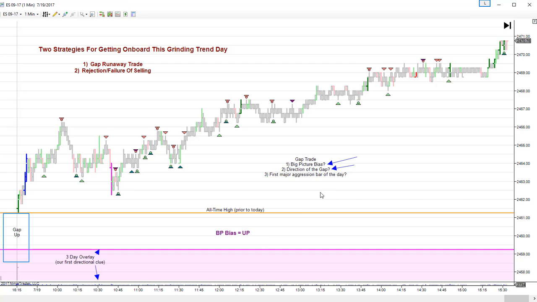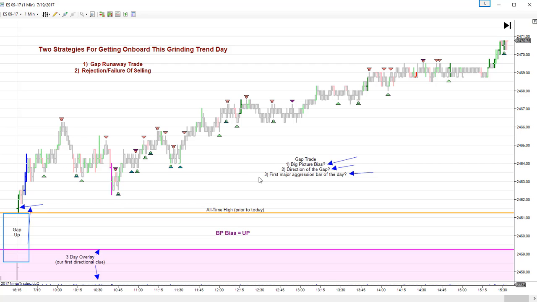So chances are it's probably a pretty good opportunity, but we want to wait for a little bit more confirmation to make sure. The way that we like to do that is to look for the first major aggression bar of the day. If that's also what we call a level 2 or level 3 buying bar, then you've got a pretty nice scenario and you've got a pretty high edge that this market's going to take off. So again, up bias, up gap, first major aggression bar of the day, it happened to be on the first bar of the day, was a level 2 or strong buying aggression bar.